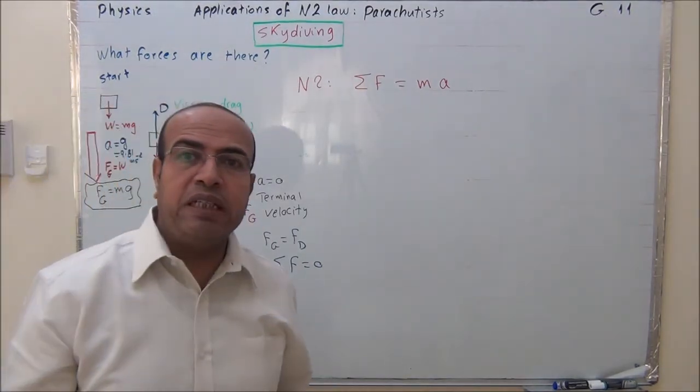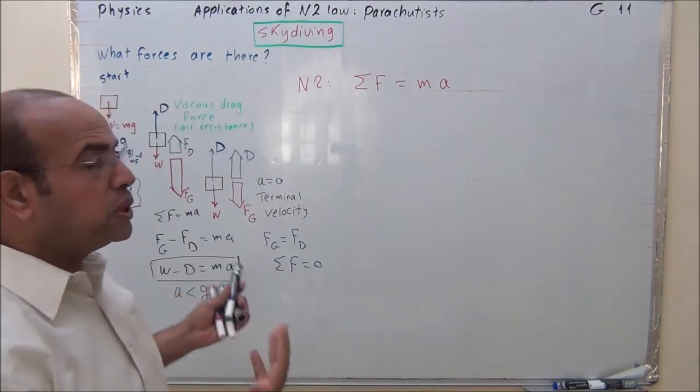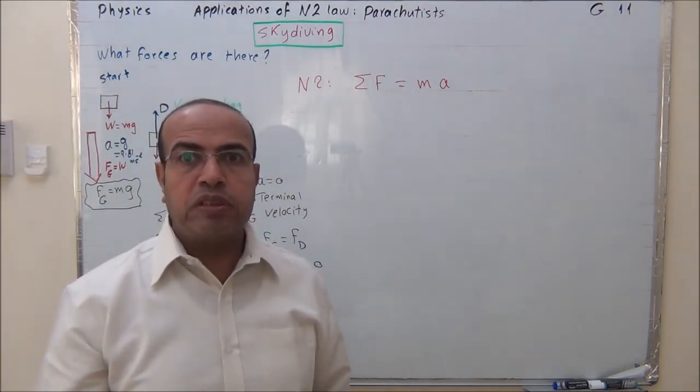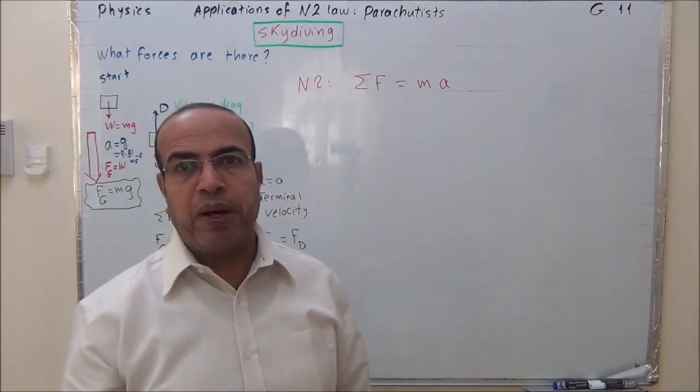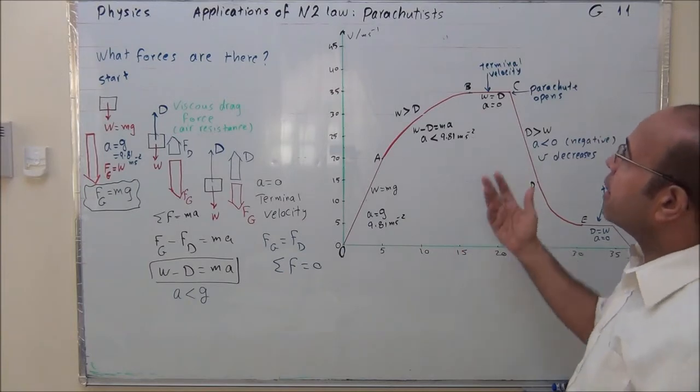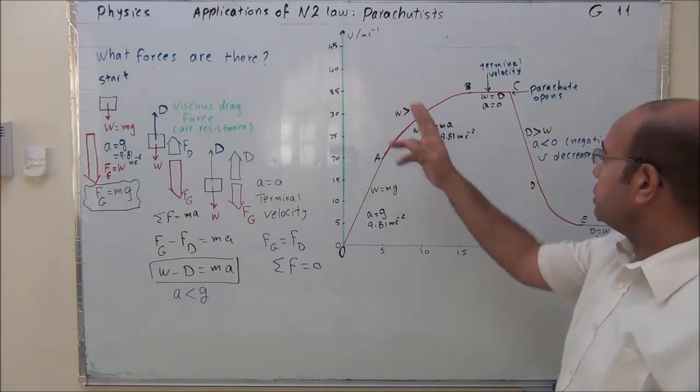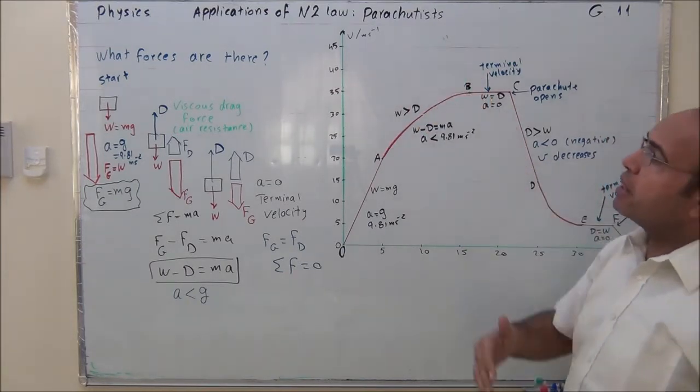Now let us see that motion on a graph to explain what happened to the parachutist. Let us see the graph of velocity against time for the parachutist.